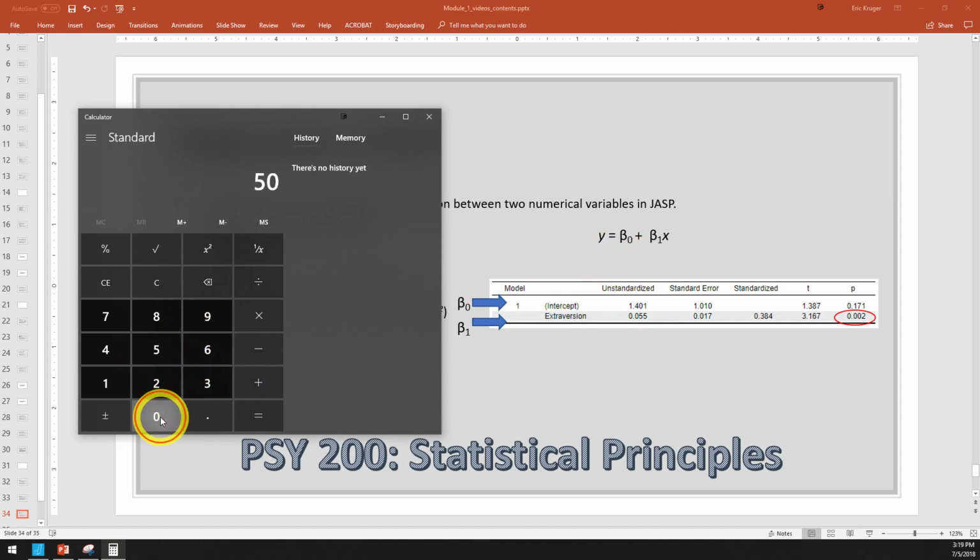So it's 50 times 0.055. We get a value of 2.75, plus the intercept 1.401. And we get a value of 4.151. So essentially, the predicted number of basketball games attended based on an extroversion score of 50 is 4.15, rounded to the hundredth. All right, so that is the basics of how to do prediction.